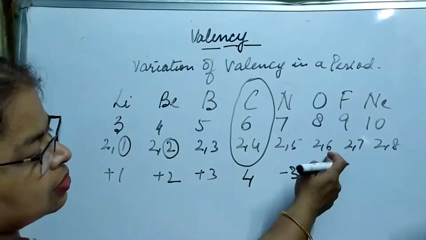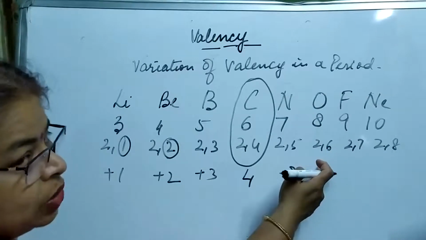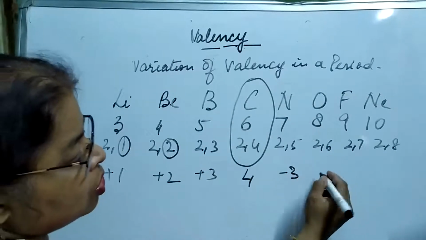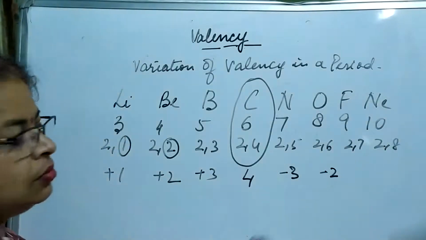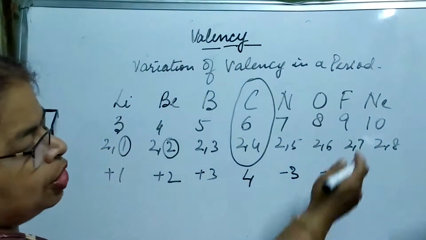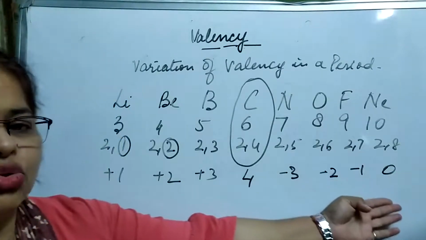What about oxygen? How many electrons? 6 electrons. How many can it take? 2 electrons it can take. So the valency becomes 2. What about fluorine? 1 electron. What about neon? It is 0. It is completely stable in its own way.